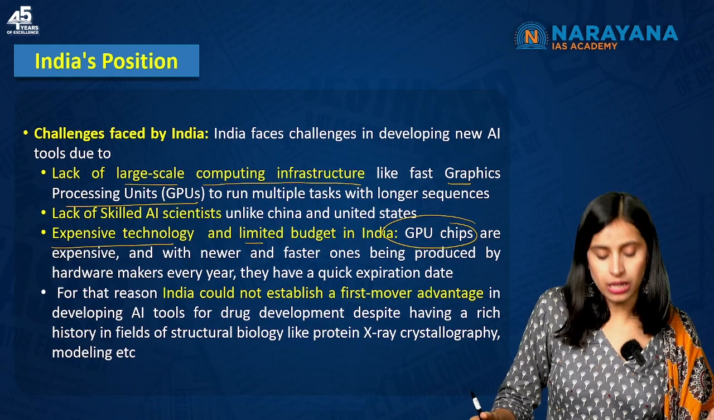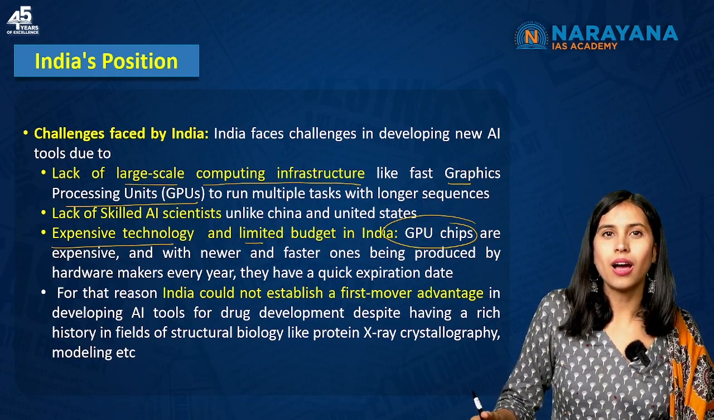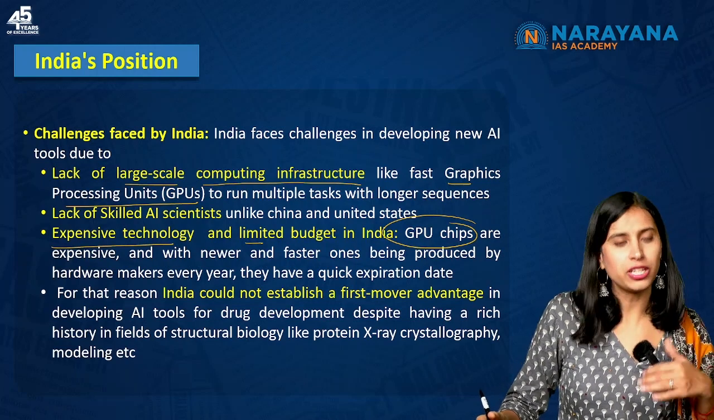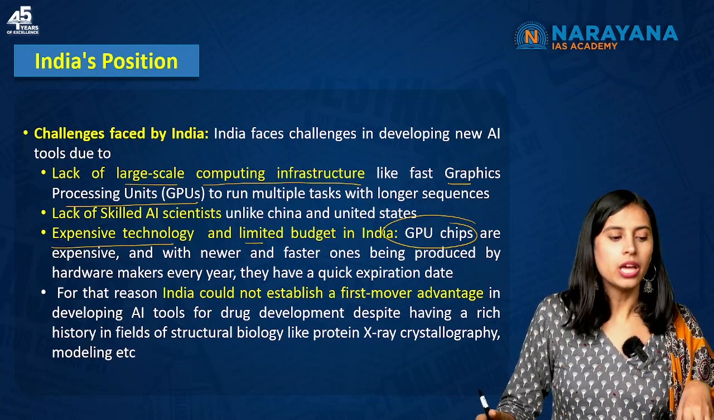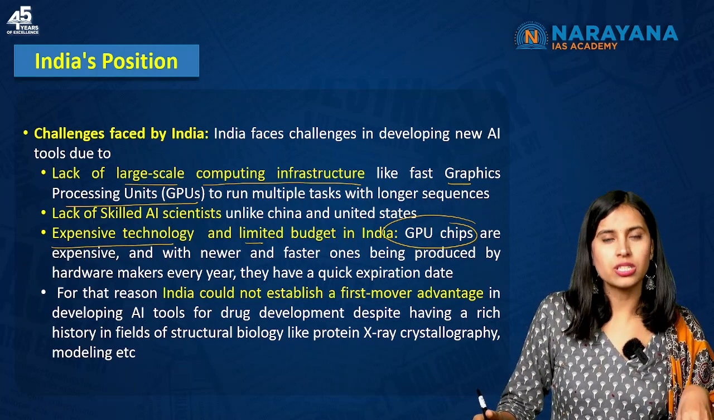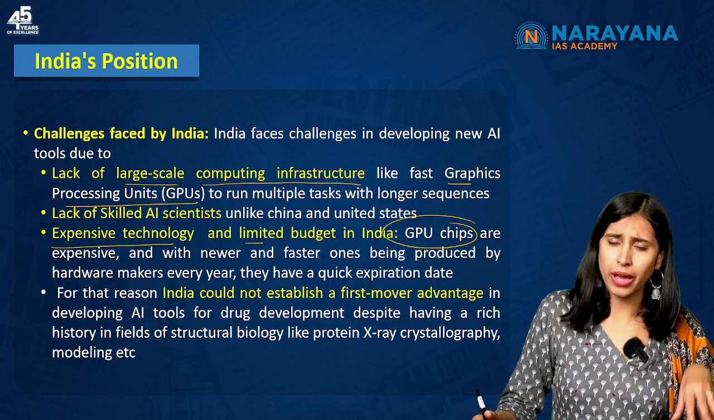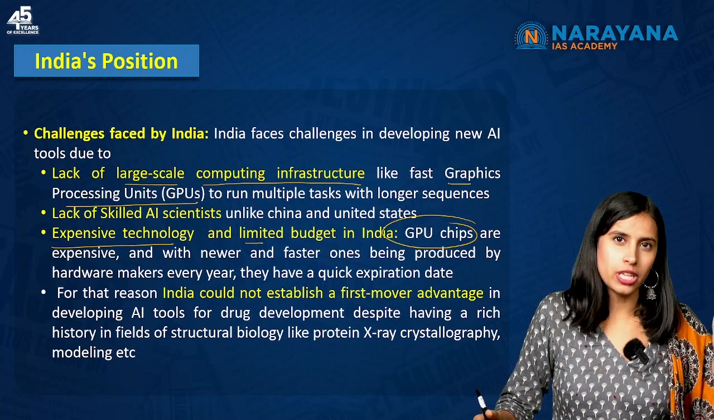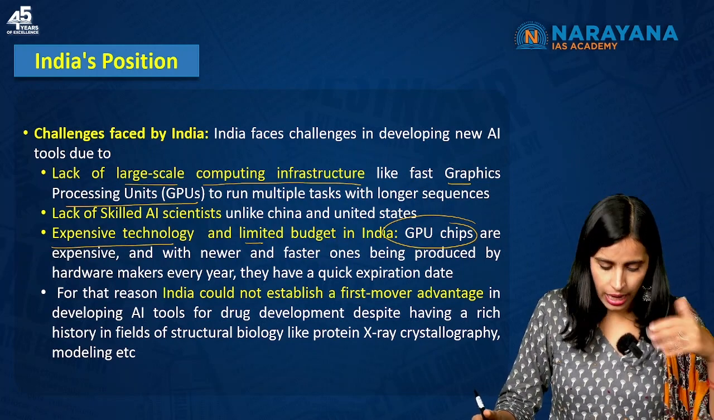And lastly, there is a lack of skilled AI scientists as well, unlike the US and China, where a lot of skilled scientists are available. India is also facing brain drain, in that whoever is doing a PhD or master's in the biochemical industry or biochemistry is actually moving away from India to these nations. So we are losing our skilled technicians as well. That is another problem.